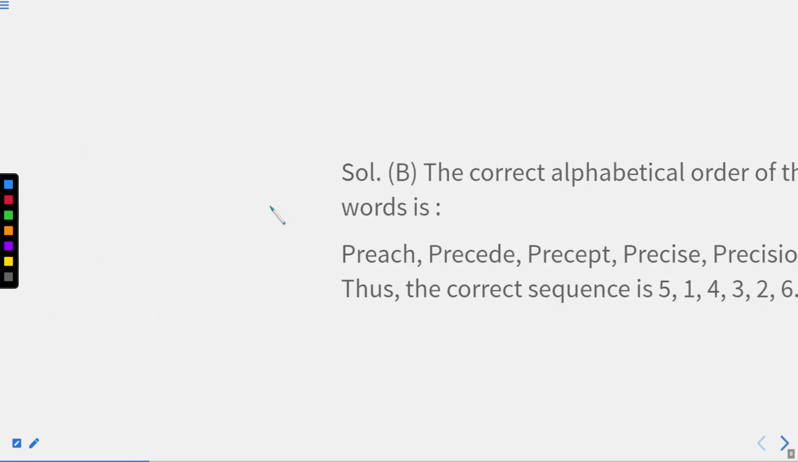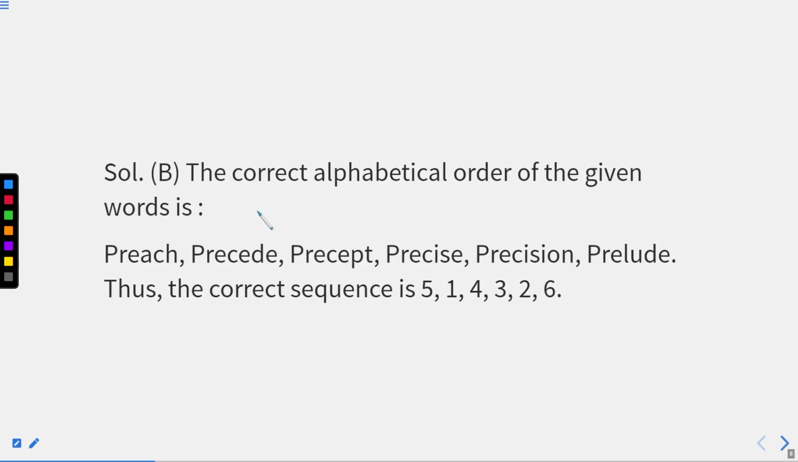In the same manner that we did earlier, the correct alphabetical order of the given words will be preach, which is followed till the last word, that is prelude, right? The correct sequence is going to be 5, 1, 4, 3, 2, 6. I hope you are able to understand this particular concept. Here we are using the dictionary method to arrange them in the order in which they are arranged in the dictionary, right?